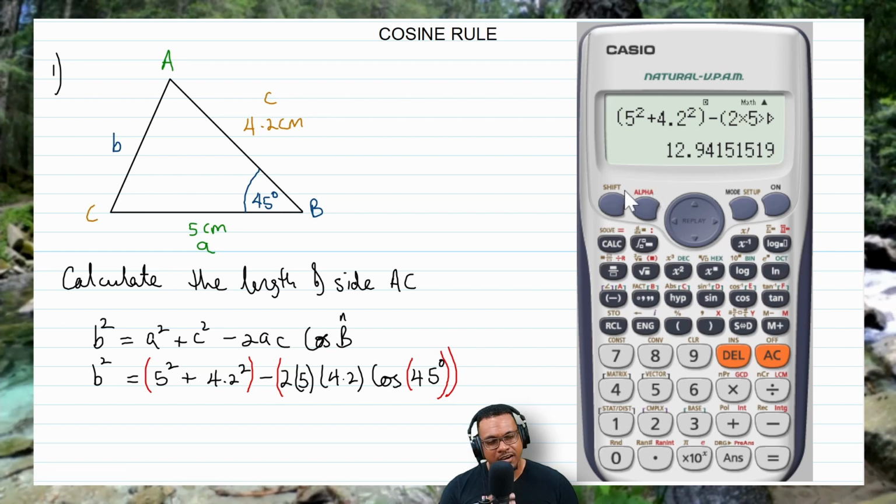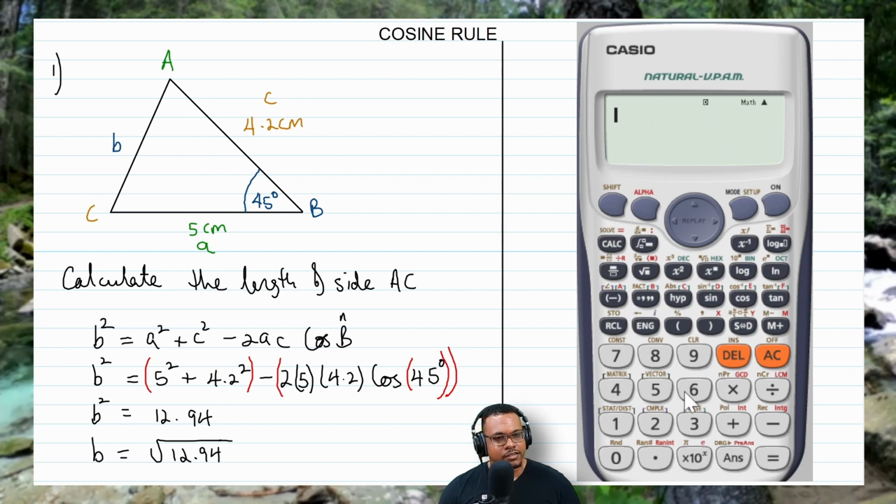And seeing that I would want to approximate the final answer to 3 significant figures, I will go up to 4 significant figures. So I'll put 12.94. So I'll write b squared is equal to 12.94. So therefore, b would be the square root of 12.94. All right, so I go on my calculator, press square root, and put in that 12.94, press equal, and now I can write this to 3 significant figures. So I have 3.59, I'll stop at the 9.